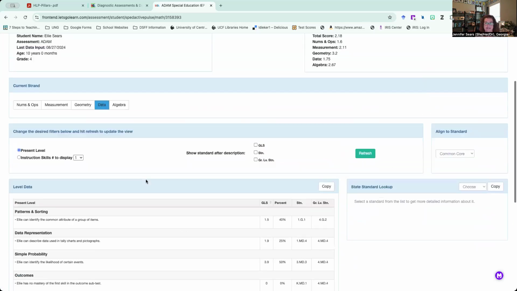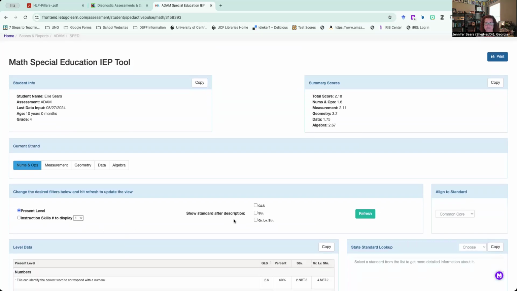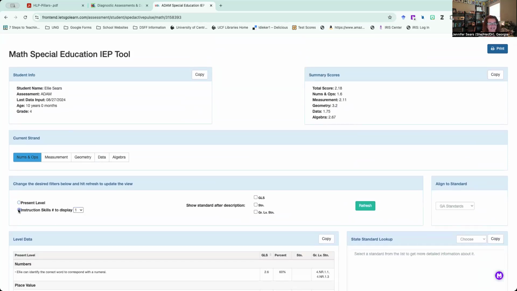So we know she has some skills. So we're going to go up here. We're going to go back to numbers and operations. And we're going to make this into Georgia standards because we want to align to Georgia standards, right? And I'm going to ask it to tell me 3 instructional skills.